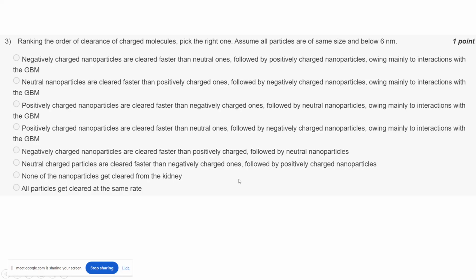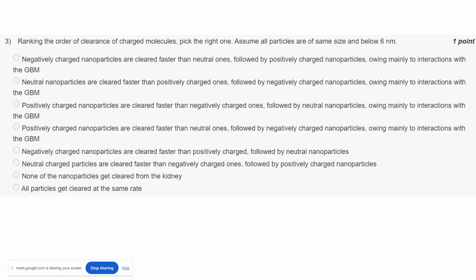Okay, so moving on to the third question. Here you have to rank the order of clearance of charged molecules and pick the right one. Assume all particles are of the same size and below 6 nanometer. So these are the options. Negatively charged nanoparticles are cleared faster than neutral ones, followed by positively charged nanoparticles, owing mainly to interactions with the glomerular basement membrane, GBM. Neutral nanoparticles are cleared faster than positively charged ones, followed by negatively charged nanoparticles, owing mainly to interactions with the GBM.